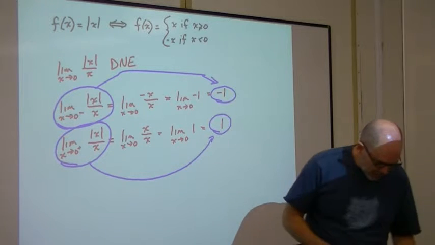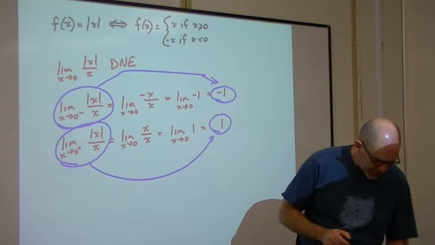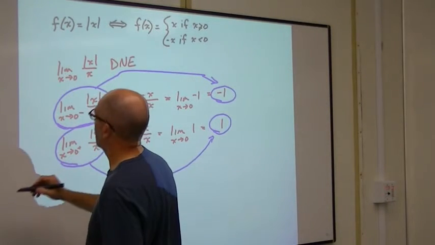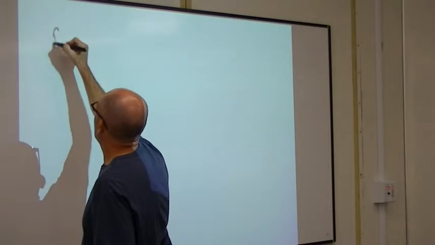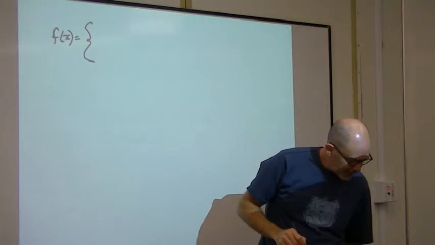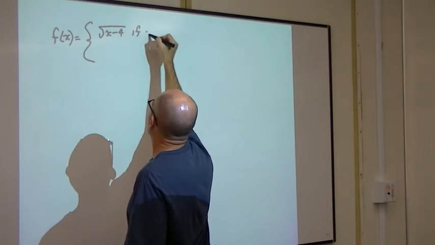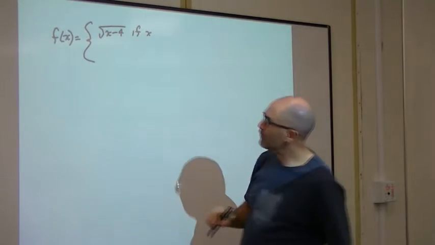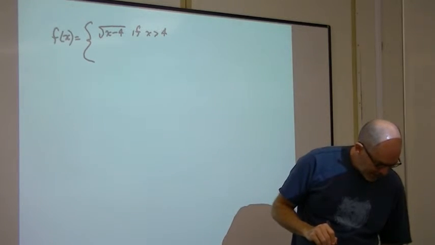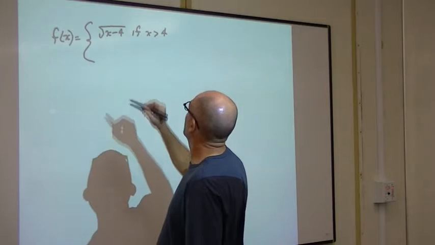So let's cruise onward. We're just about finished here. Example 9 is another piecewise function. We want the limit as x approaches 4 of f of x. So f of x equals the square root of x minus 4 if x is greater than 4, or 8 minus 2x if x is less than 4.